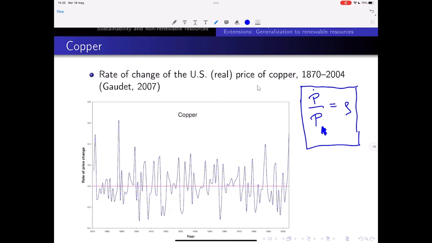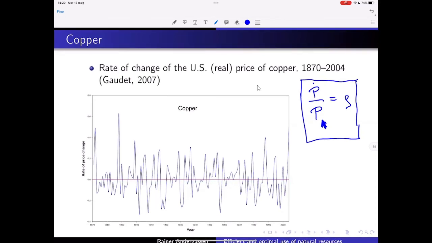Here are data, for instance, for the real price of copper. Real price means that we do not take into account inflation, so the price does not reflect the general increase in prices. It's an inflation-adjusted price of copper, for 1870 to 2004. Clearly, you would like to have a very long time period, because this is a prediction about a very long time period.